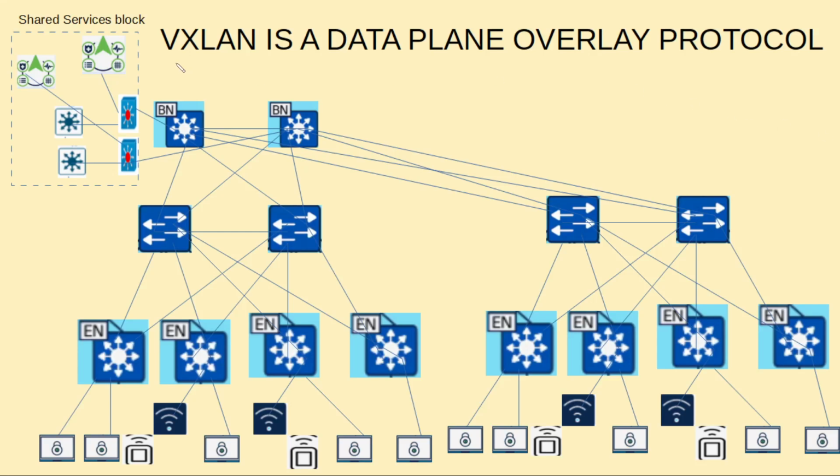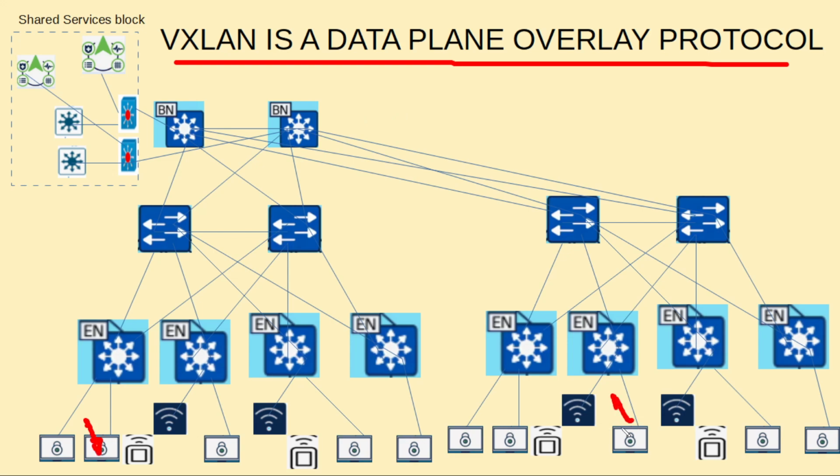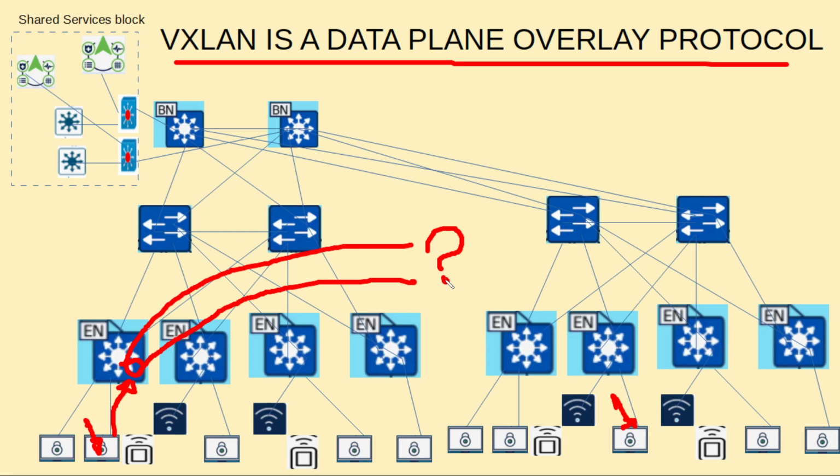Let's illustrate why VXLAN is only a data plane overlay protocol and why it needs a control plane protocol. So let's say that this device here wants to send a frame to this device over here. So the frame is going to arrive to this network device. So this network device is running VXLAN. So VXLAN needs to create a tunnel in order to transport this frame within an IP packet. So the question here is, what is the destination IP address that this device needs to use in order to send this tunneled frame into this particular device here?